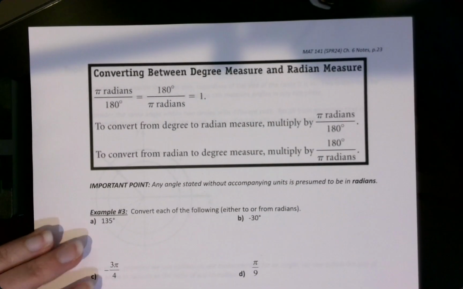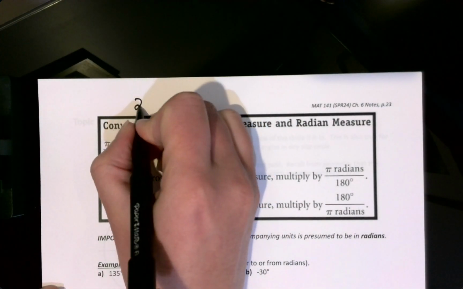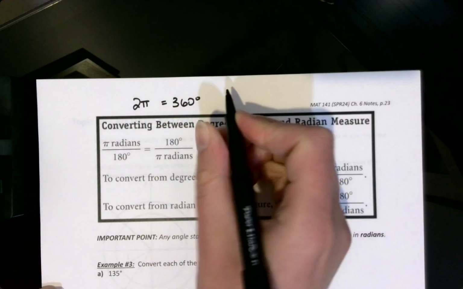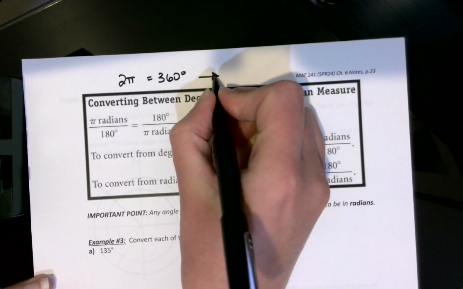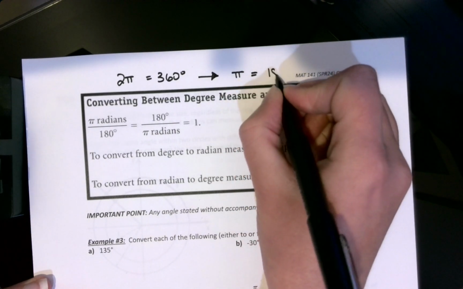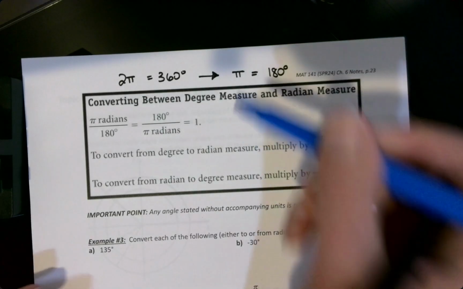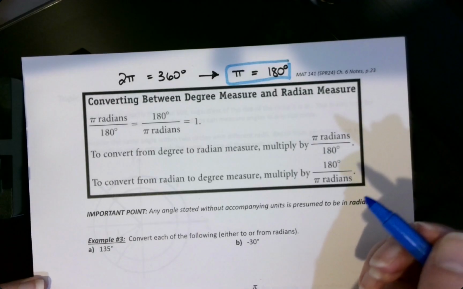On to the next page. So I can convert between degree measure and radian measure. Now I know that 2 pi is equal to 360 degrees, but there's no need to multiply by that additional 2. If I divide both sides of the equation by 2, it means that pi is equal to 180 degrees. That's going to be a little more convenient to work with than 2 pi for 360.